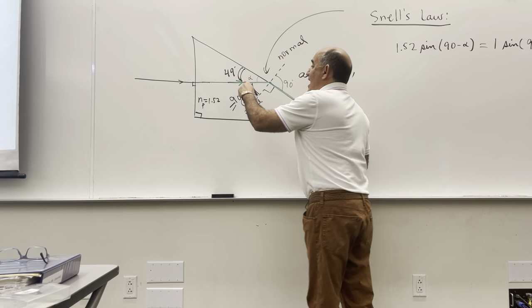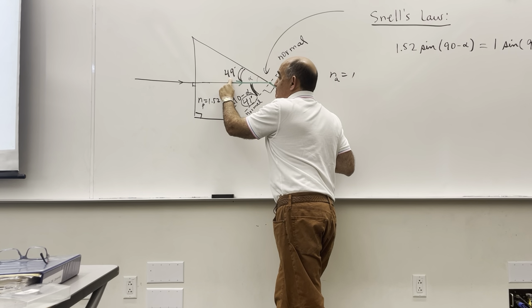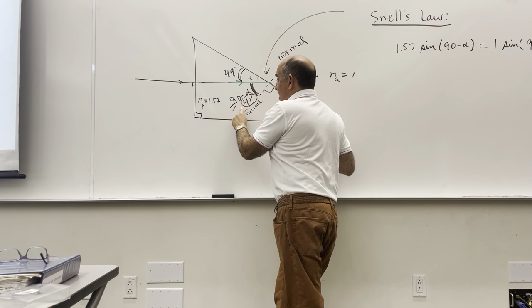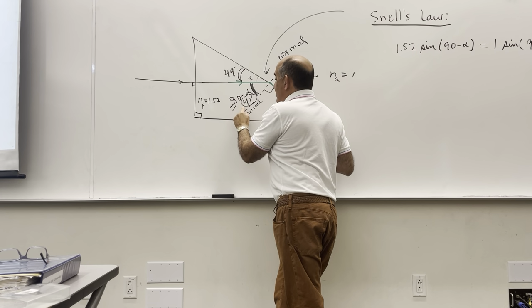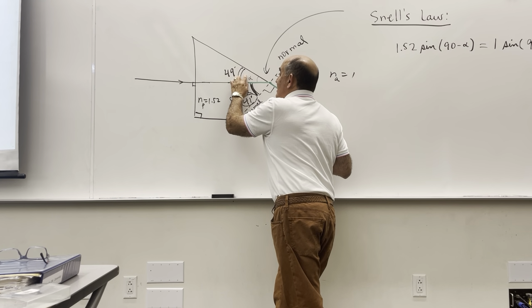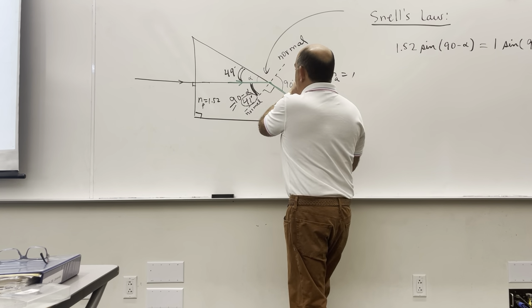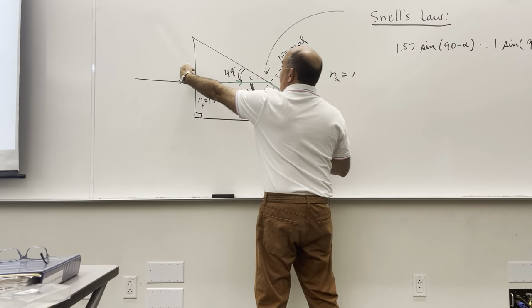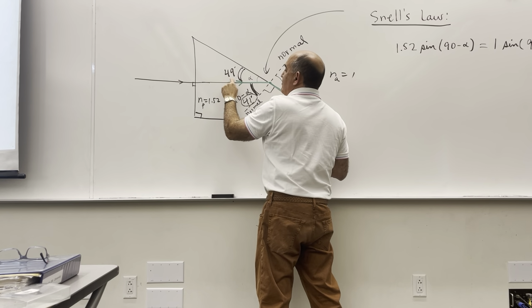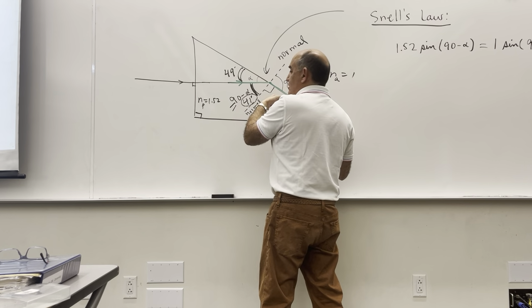Now, if alpha is greater than 49 degrees, let's say it's 50 degrees, then that means that this is going to be 40. And if this angle is 40, then the light is coming in at an angle smaller than the critical angle, and then the light is going to go out. So the maximum that this angle alpha can be is 49 degrees without having light come out. Because if the light comes in over here at 45 degrees, that means that the angle of incidence is 45 degrees, which is more than the 41, so it's going to be internally reflected.